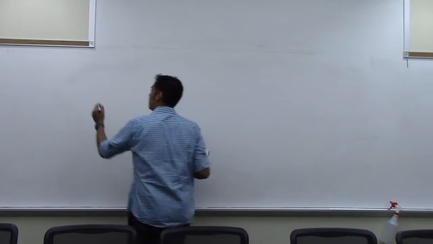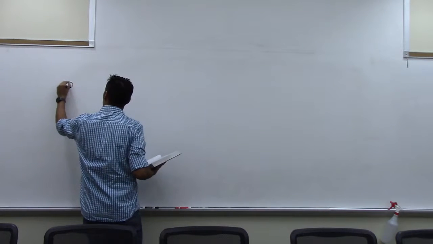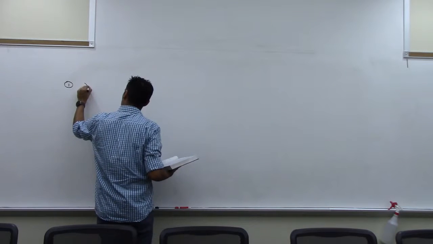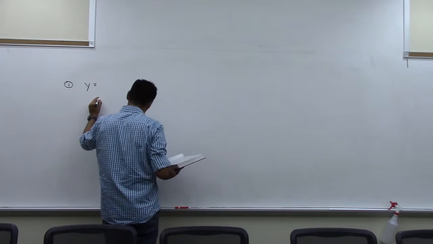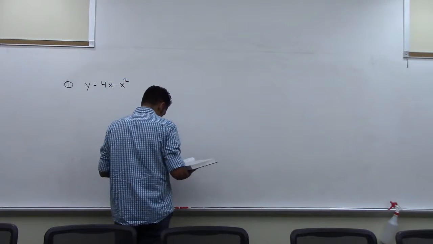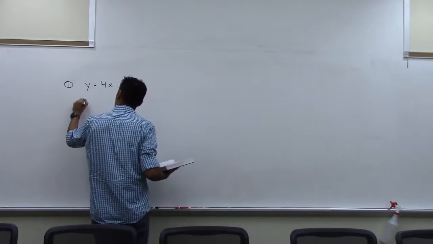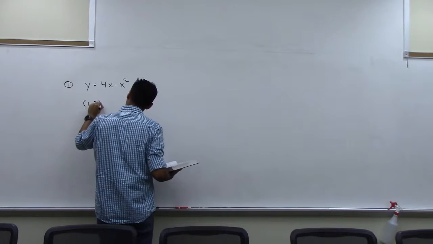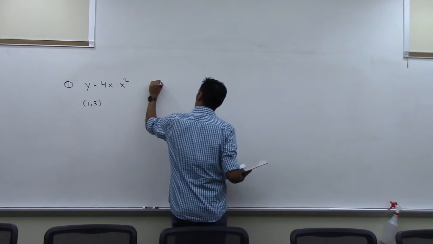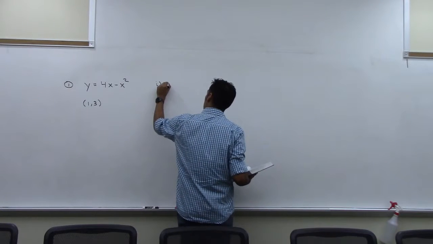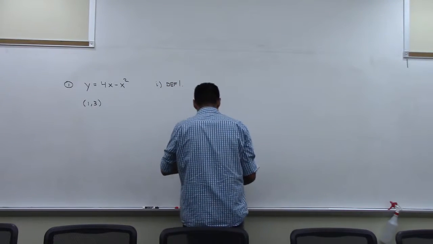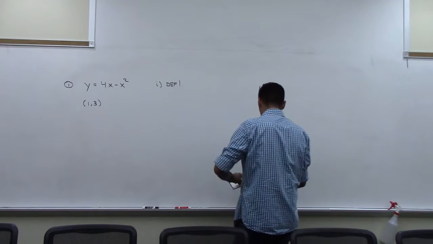All right, we have: find the slope of the tangent line to the parabola y equals 4x minus x squared at the point (1, 3). And it says for part 1, we want to use definition 1. Now definition 1 appears in the book.